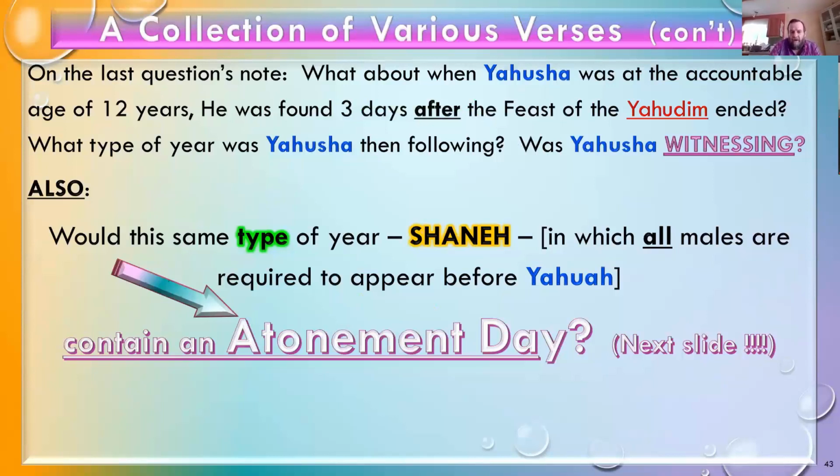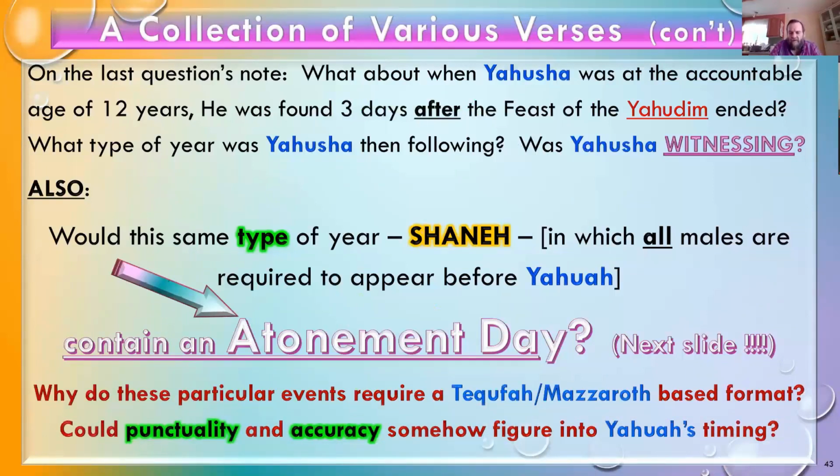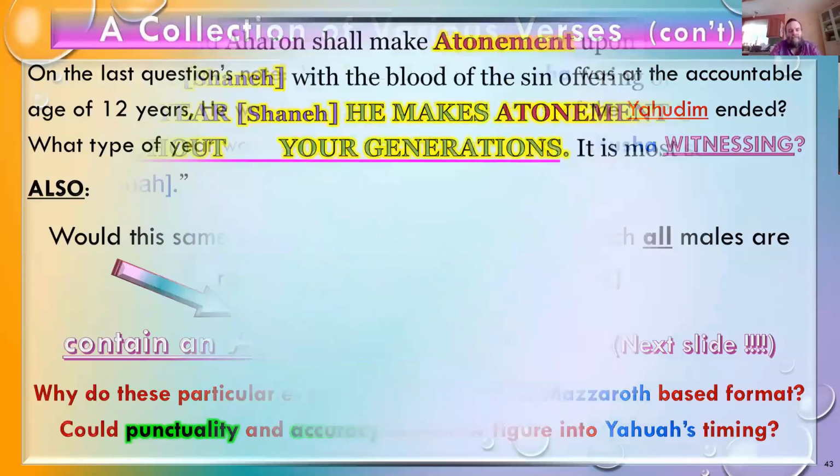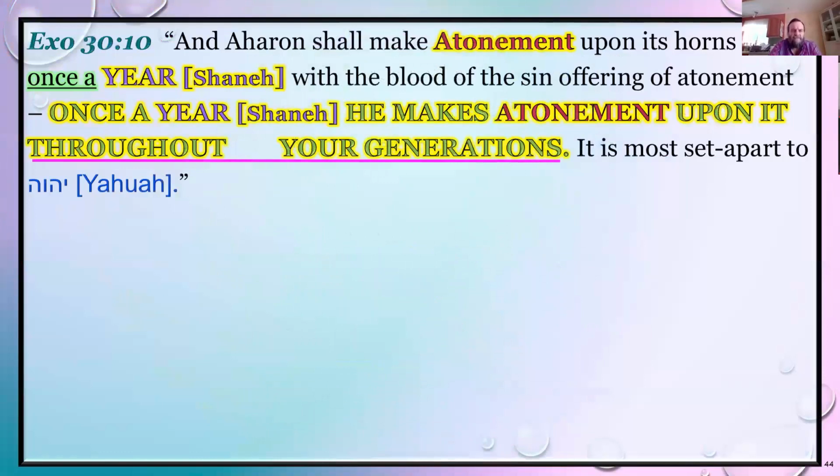Would this same type of year, the Shanei, in which all males are required to appear before Yahuwah, contain an atonement day? Why do these particular events require a Tequfah Matzeroth-based format? Could punctuality and accuracy somehow figure into Yahuwah's timing? Exodus 30, verse 10. And Aharon shall make atonement upon its horns once a year, Shanei. So every Shanei year, there's going to be a day of atonement, according to this statement.